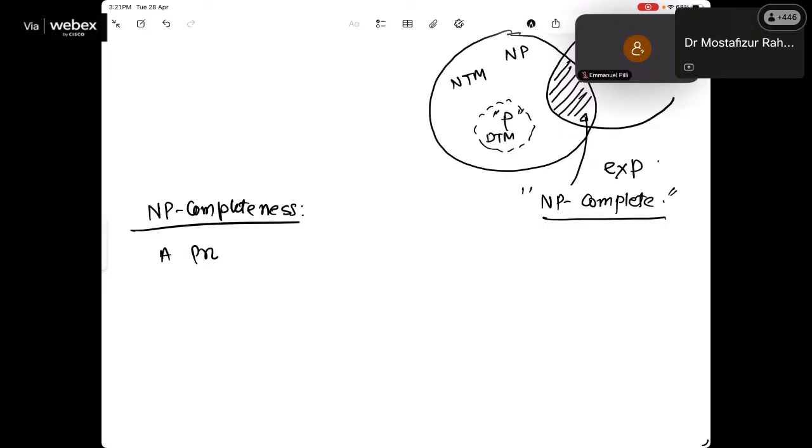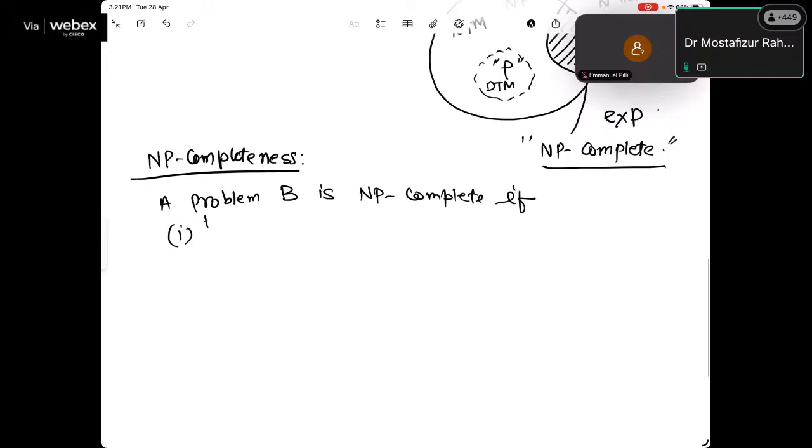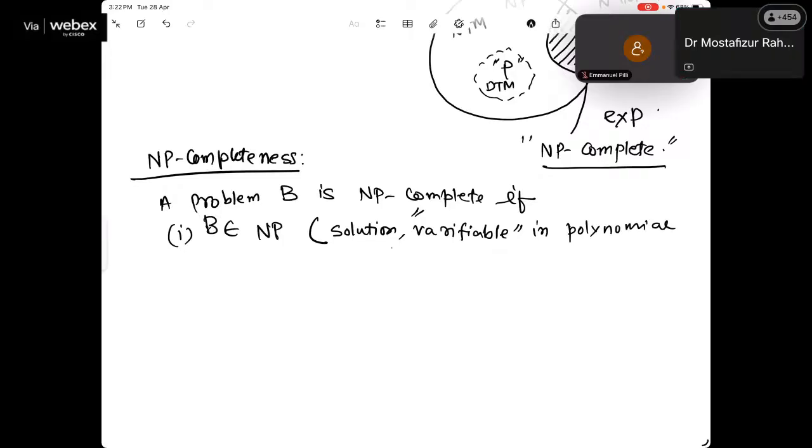A problem B is NP complete if, number one, B belongs to NP, means it is within the NP set. That has a strong meaning. That means if I have a solution, then the solution is verifiable. I'm not saying solvable, I'm saying verifiable in polynomial time with input size. Okay.